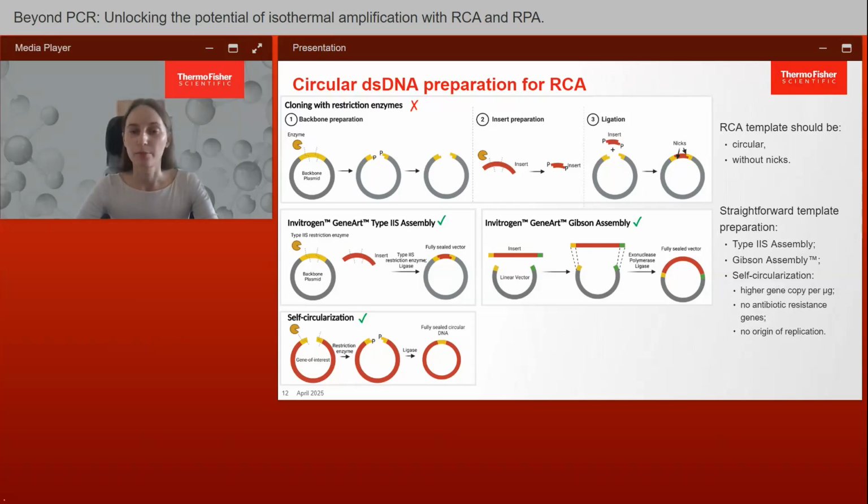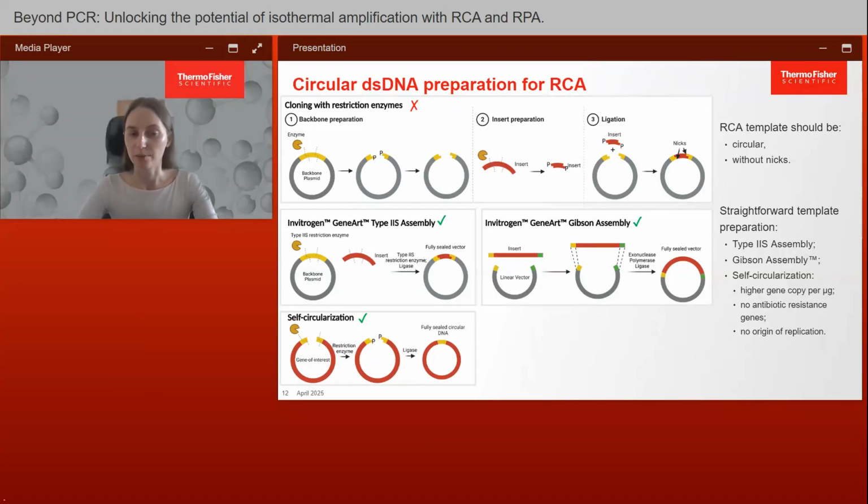And these fragments are incubated with Gibson assembly reaction mix, and during the reaction, 3 enzyme activities take place. So firstly, exonuclease generates single-stranded overhangs. Complementary overhangs anneal to each other. Then DNA polymerase fills in the remaining gaps, and DNA ligase seals the nicks to generate a fully sealed vector, again suitable for RCA reaction. You can also use self-circularization, where the gene of interest is digested and self-ligated into circular DNA without the use of vector.